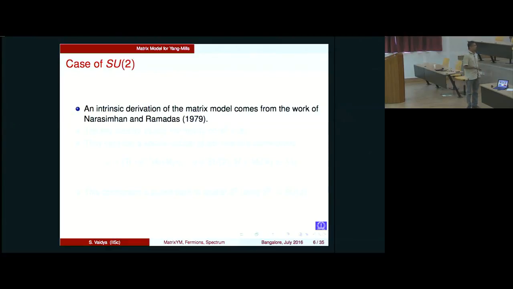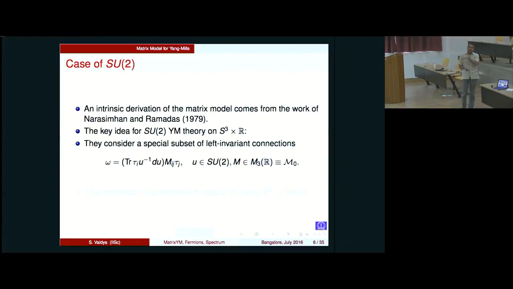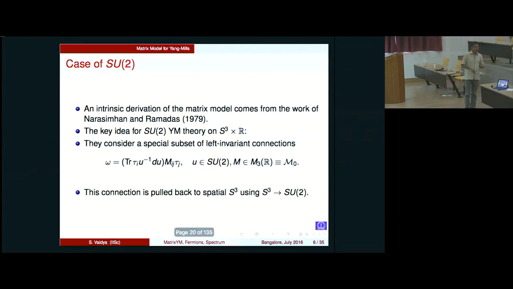I'll briefly tell you what that argument is. Their idea is that you look at a special subset of left invariant connections, and you pull this space of left invariant connections back to your spatial S3. They were interested in looking at just the SU(2) Yang-Mills, but the point that they make, of course, holds for any SU(N). Okay.